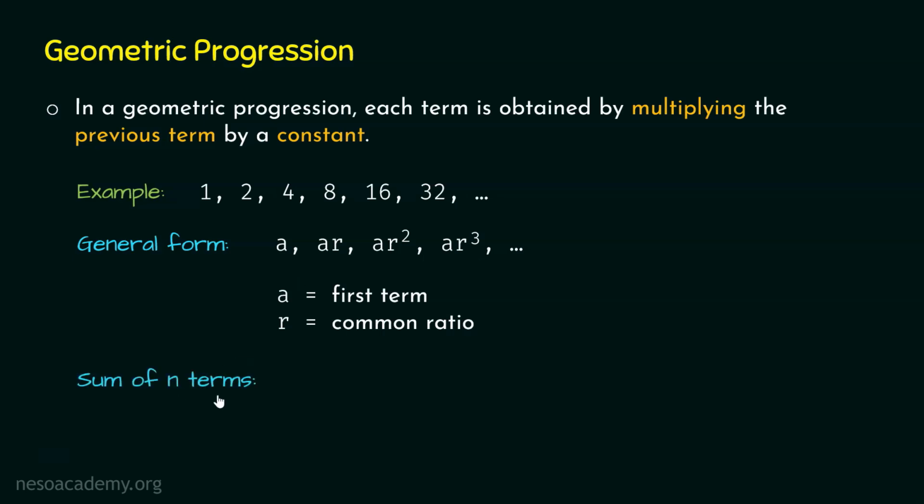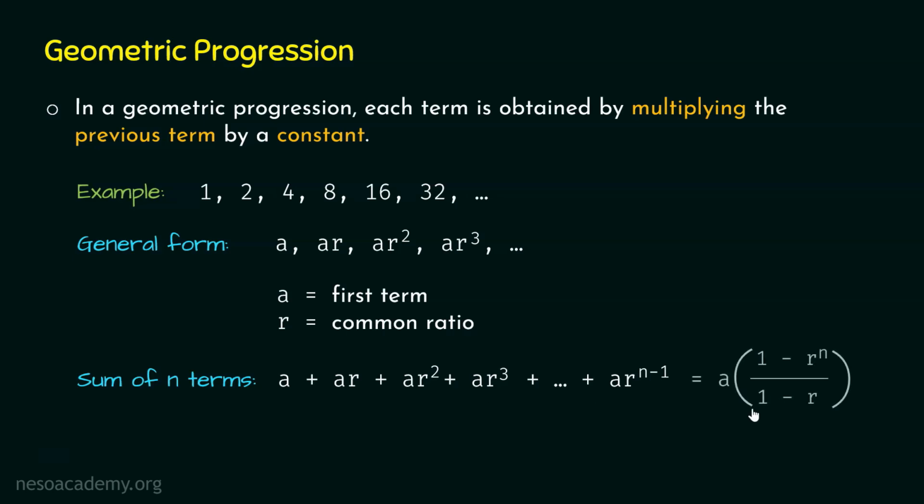The sum of n terms of geometric progression is equal to a plus ar plus ar square plus ar cube and so on up to ar to the power n minus 1. There are a total of n terms in this geometric progression, and this sum is equal to a times 1 minus r power n divided by 1 minus r.